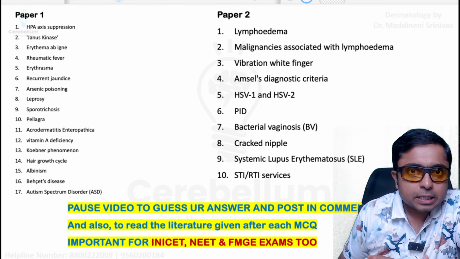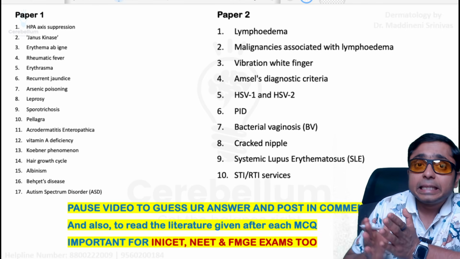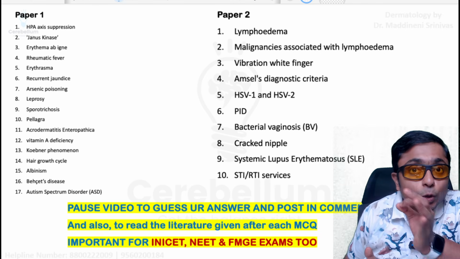These were all the concepts tested from the dermatology subject in the year 2025 in the UPSC examination.